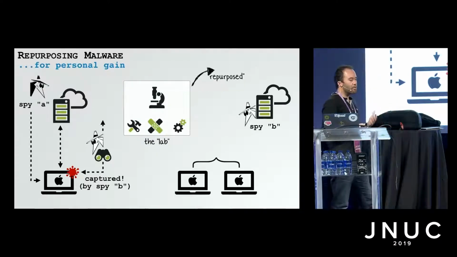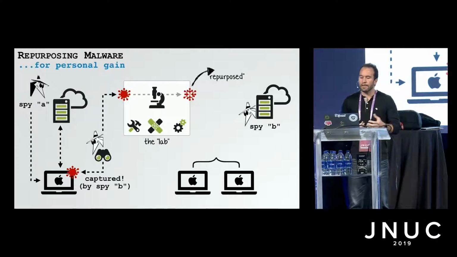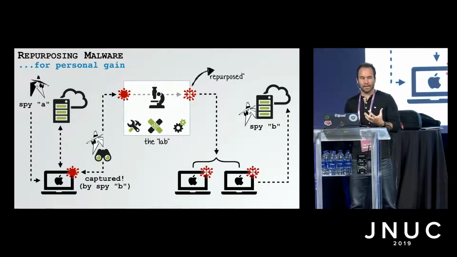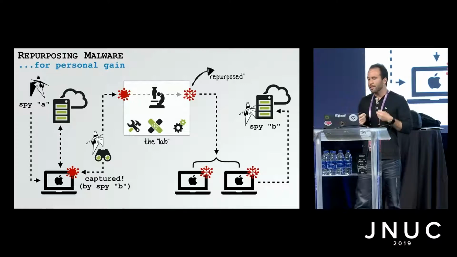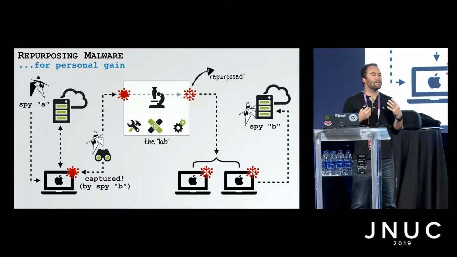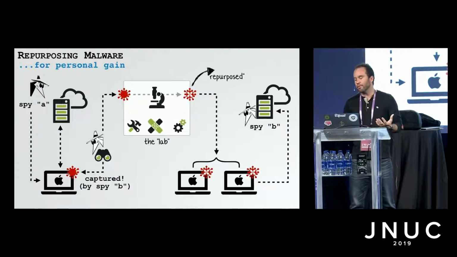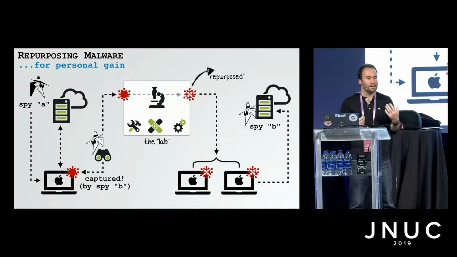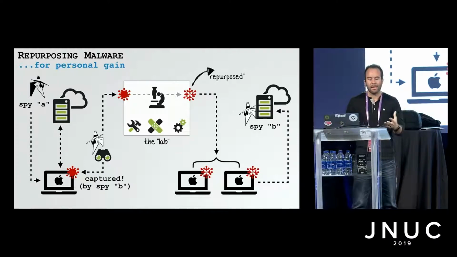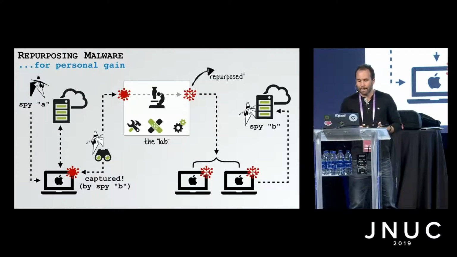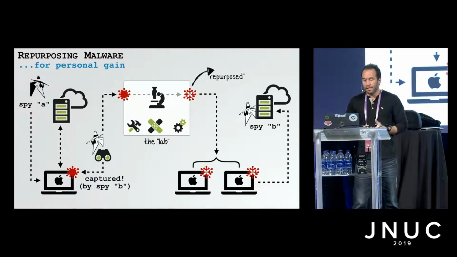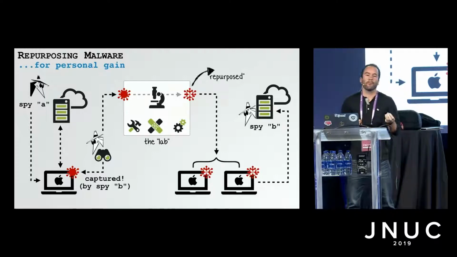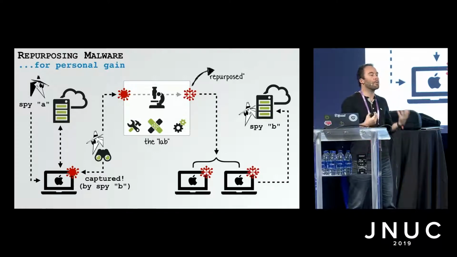So here's a diagrammatic overview that conceptually explains the repurposing process. So imagine spy A, or agency A, or hacker A has developed some sophisticated, fully featured Mac malware and deployed it to various targets. Spy B, or hacker B, or agency B somehow captures this malware, either in transit or maybe pulls it off an infected system. Spy B then takes this captured malware into her lab and repurposes it.